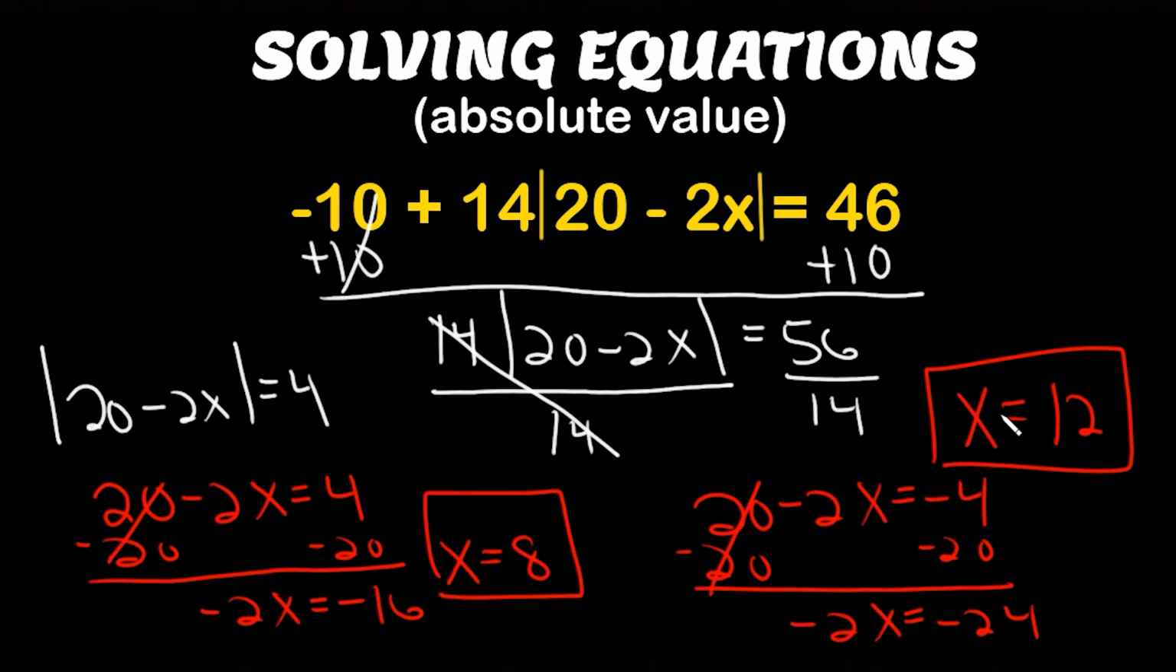Okay, so that is solving equations with absolute value. It is a little bit different. You just have to remember that you have to isolate the absolute value first before writing out your two different equations. If you do that, you should get these right every single time.